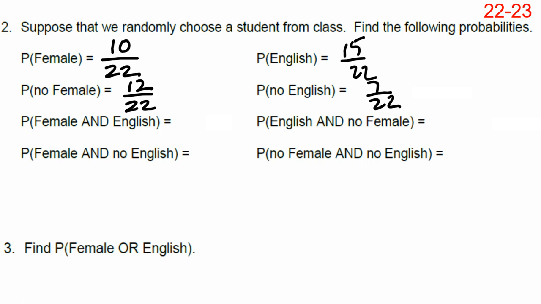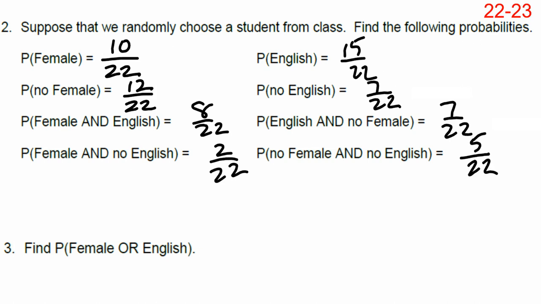The probability of being female and preferring English class was 8 out of 22. The probability that you preferred English and were not female was 7 out of 22. The probability that you were female and you did not prefer English was 2 out of 22. The probability of not being female and not preferring English was 5 out of 22.